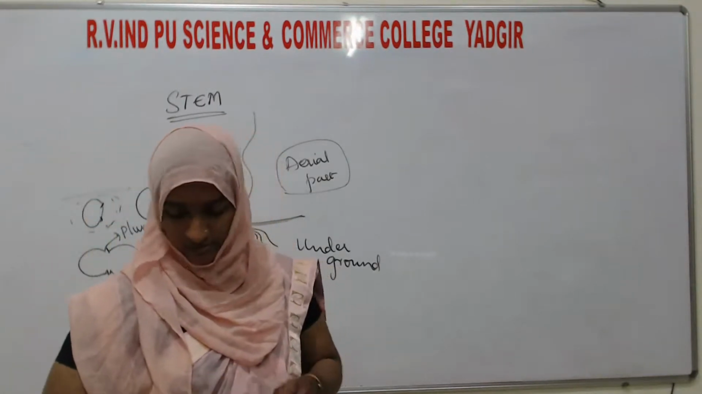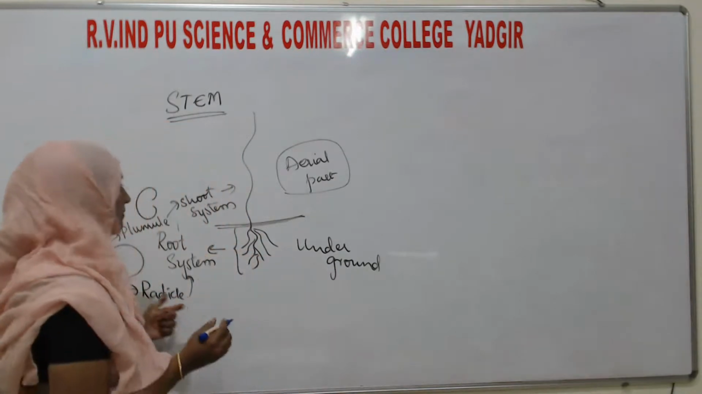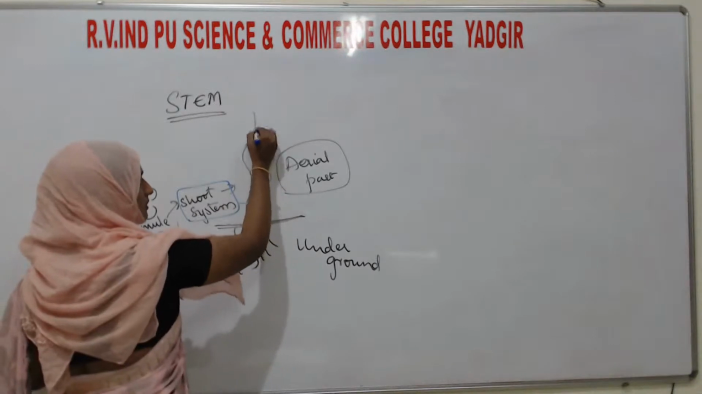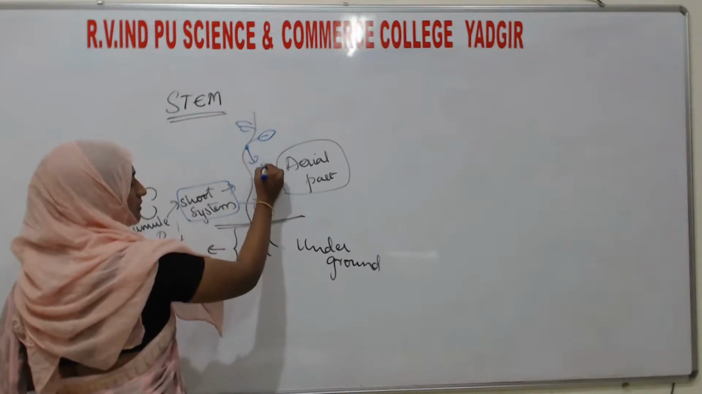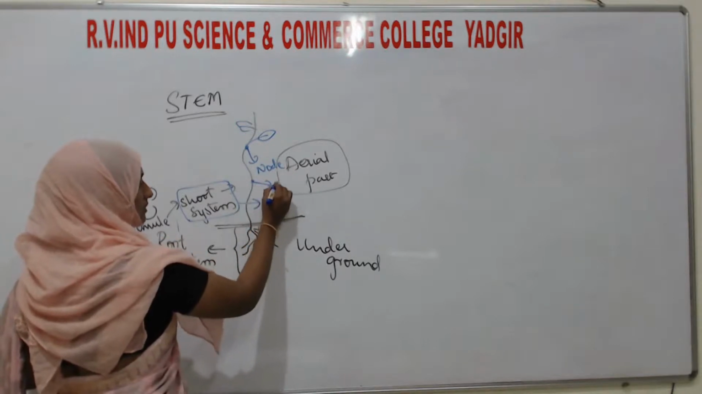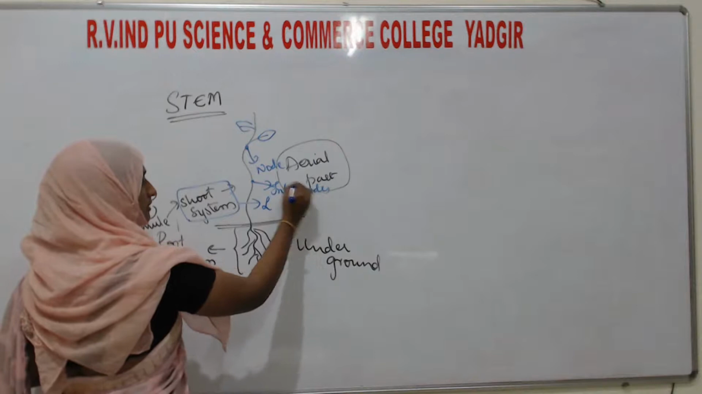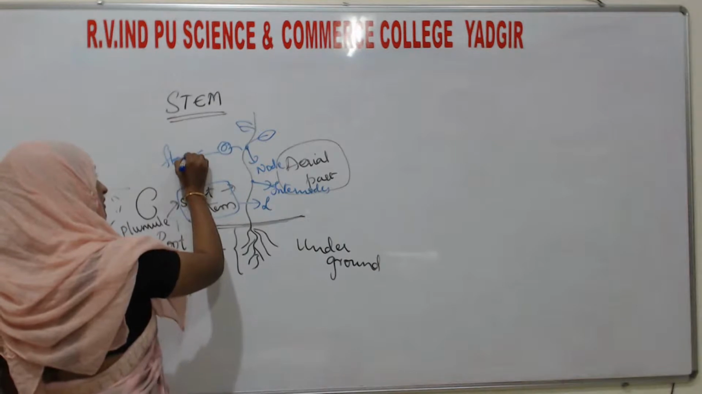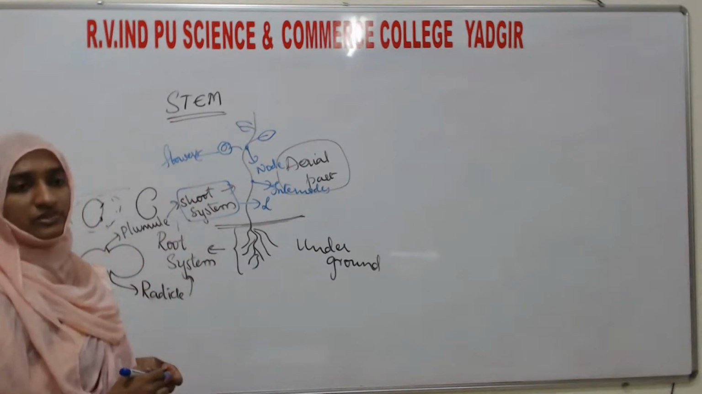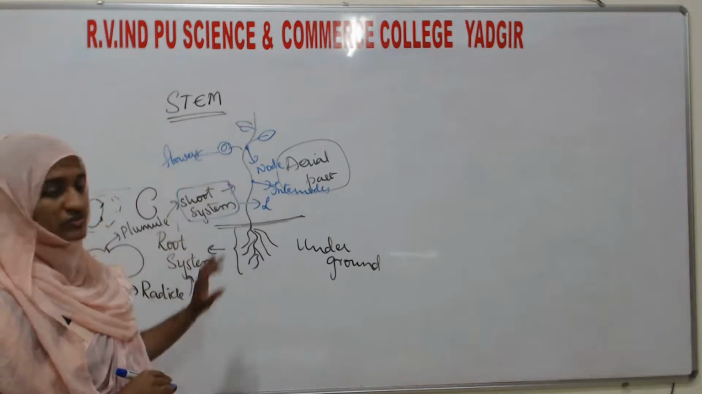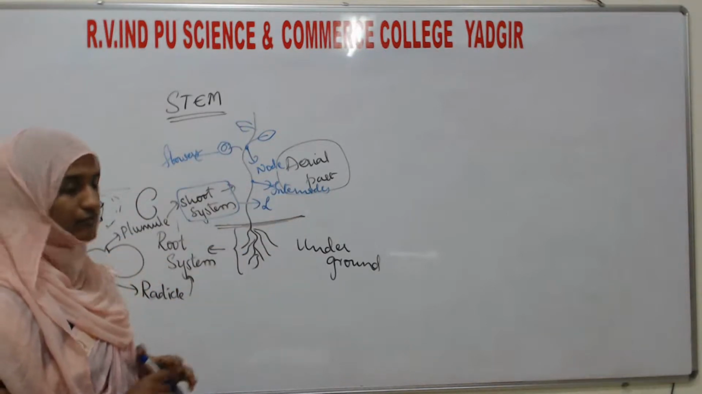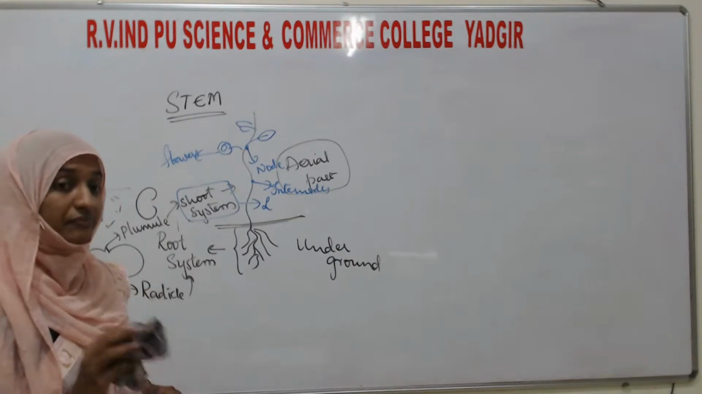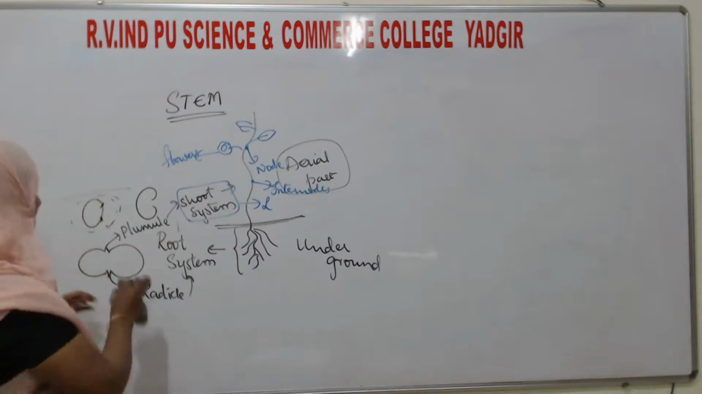Here in this aerial part, the shoot system constitutes the leaf, nodes, internodes, then flowers, fruits, seeds, everything will come under the shoot system that is present in the aerial part of the surface. So here, what is the definition, the exact meaning of the stem? You will see here.